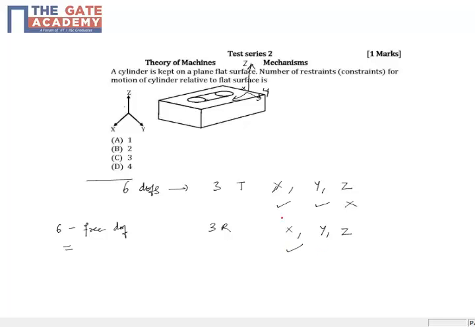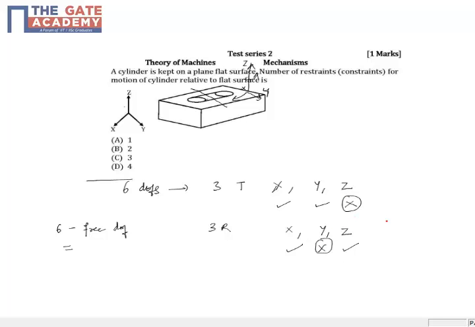Rotation about y, well, if it has to rotate about this, then one part of that cylinder has to go into the block, which is not allowed. And rotation about z is basically a rotation within this plane, so that is rotation within the plane, so that is also allowed. So these are the constraints.